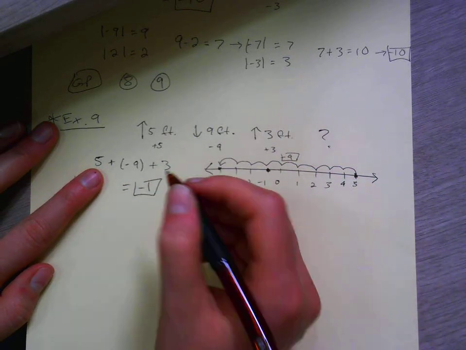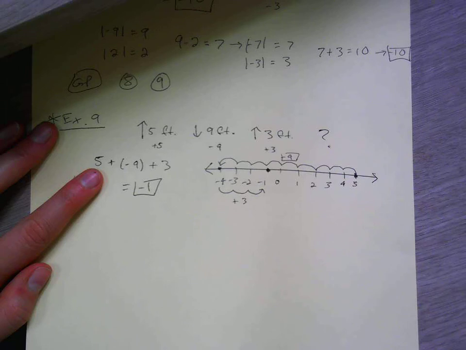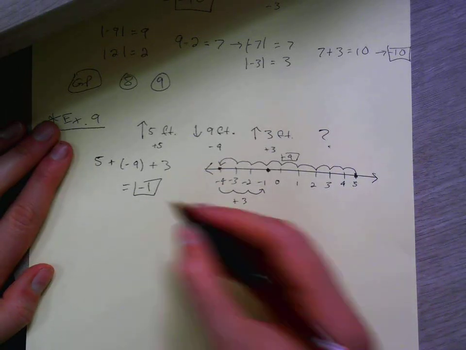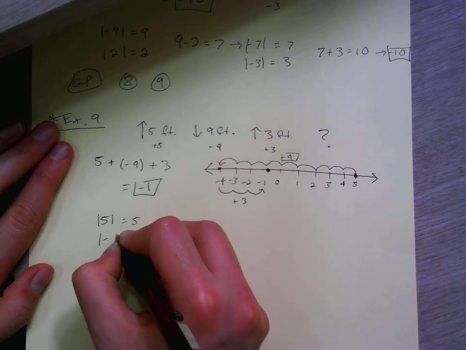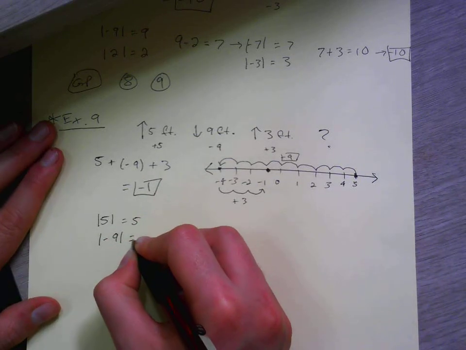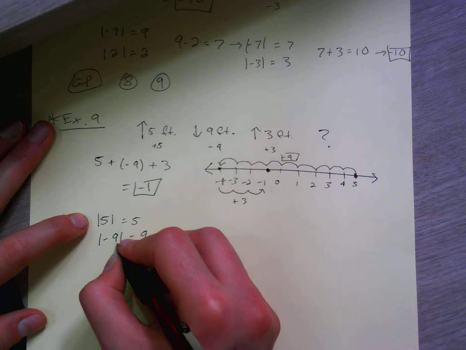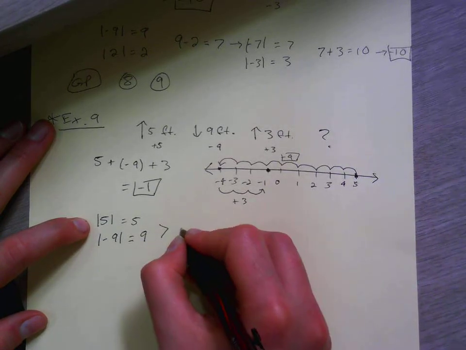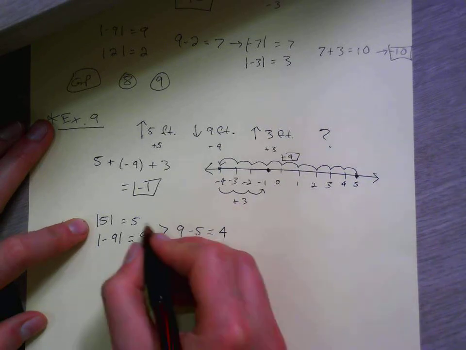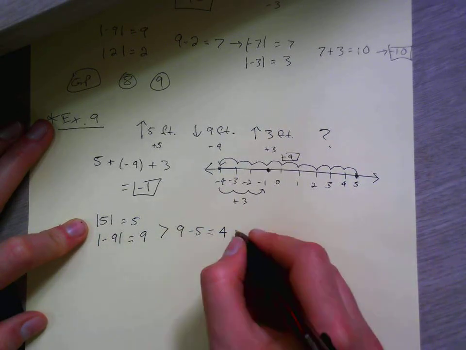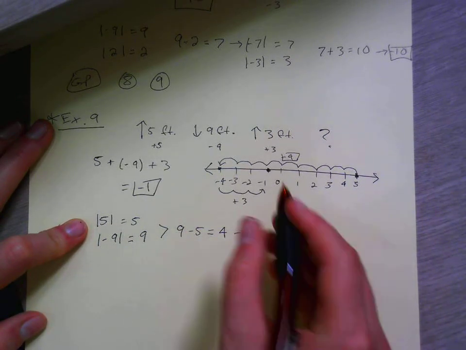To do it the other way, we could find our absolute values. This is a good way to check it if you're not sure. So the absolute value of 5 equals 5. Absolute value of -9 equals 9. Because the signs are different, we subtract. So it becomes 9 minus 5 because 9 is bigger. That equals 4. Then we take the sign of the biggest one, it was 9. So it becomes -4. You can see that's where we got to.